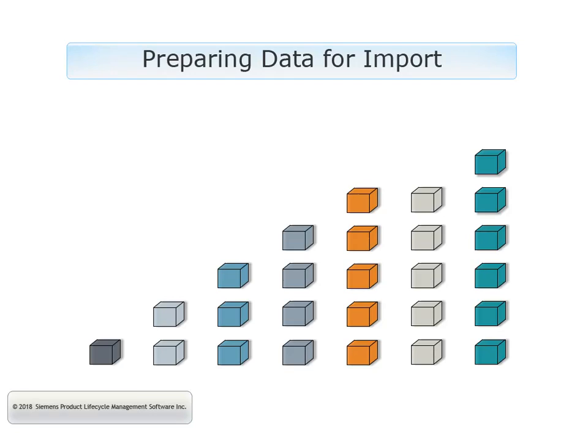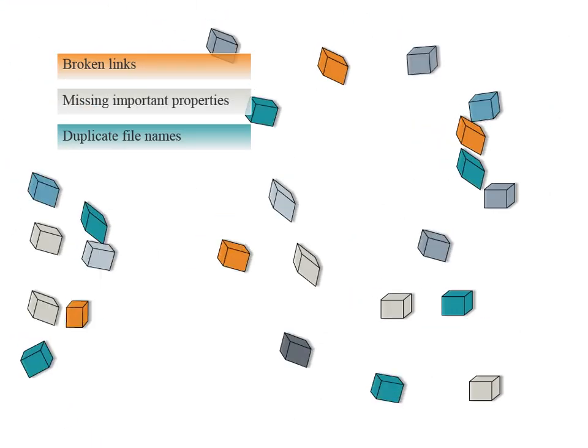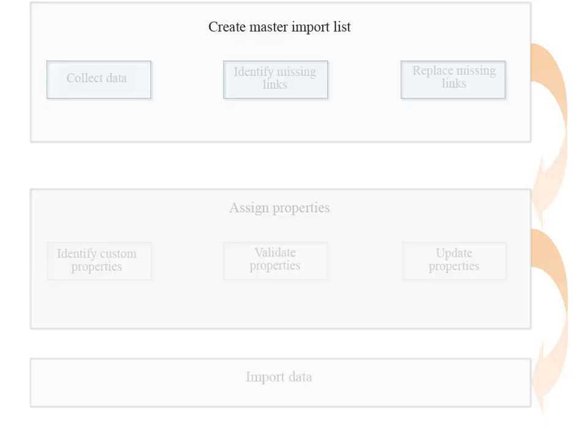The Solid Edge Design Data Management products enable you to manage your CAD engineering data to keep it well organized. Without a management system, over time most data develops broken links, missing properties, duplicate file names, and duplicate document numbers. The first step in preparing your data for import is creating a master import list.